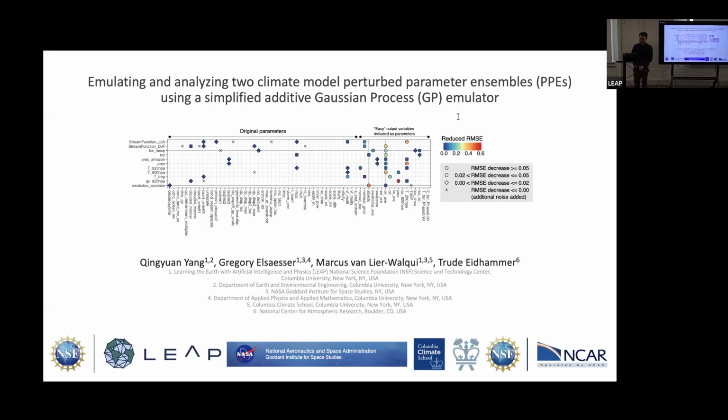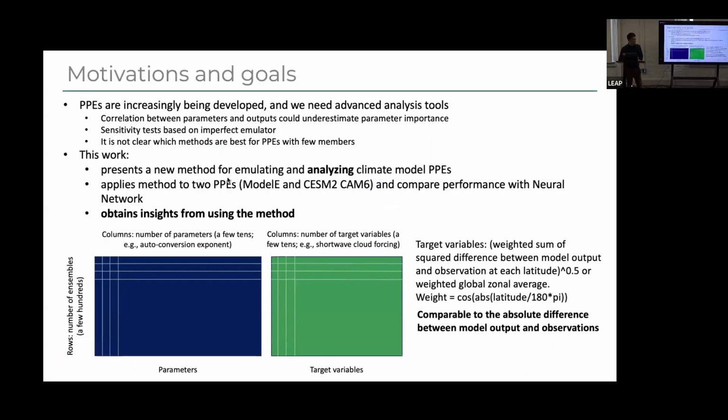Welcome. Okay, first of all, thank you for your time joining this presentation. I want to introduce you to an emulator method that does emulation and analysis for climate model PPEs. PPEs are generated so that we can study the relationship between the parameters and model outputs. They can be used to train the emulator and then used for parameter estimation. PPEs are increasingly being developed and widely used, so we think it's important to present something comparable that does analysis to look at the PPEs.